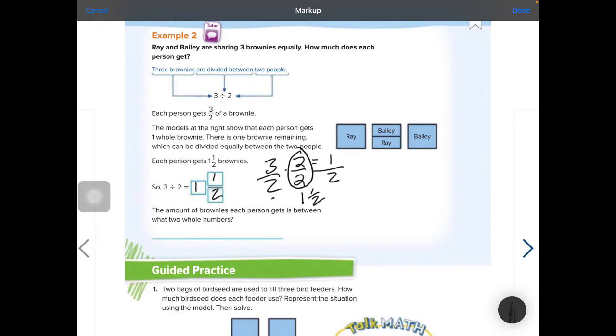Now they wish for us to draw between which two whole numbers this is represented. So 0, 1, 2. Well, each person gets one brownie and then about 1/2. So the two whole numbers are 1 and 2.